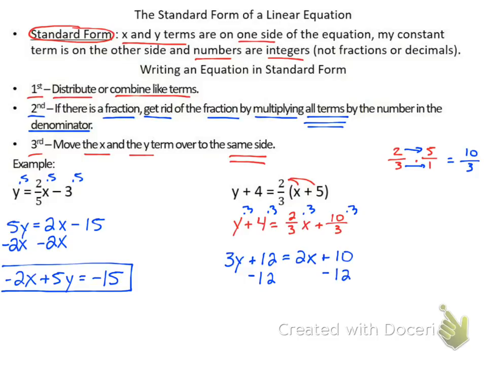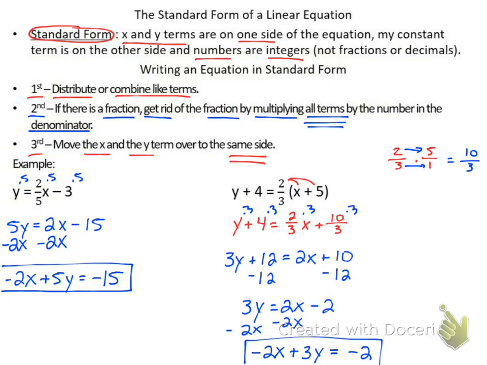I want to move all my numbers over to the right-hand side, so I get 3y is equal to 2x minus 2, and then I want to move my x and y over to the same side, so minus the 2x over here. Again, I want to stress the importance of this. When I subtract this 2x over to the other side, I want to make sure this is a negative 2x, it's a minus 2x, this is a positive 3y, and this is a negative 2. So they need to stay that way when I write it in standard form. So it's negative 2x plus 3y is equal to negative 2. That's my standard form equation.